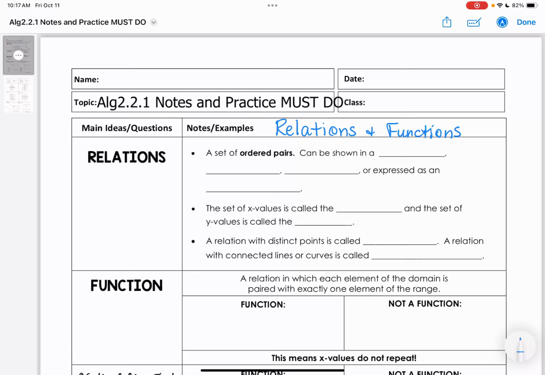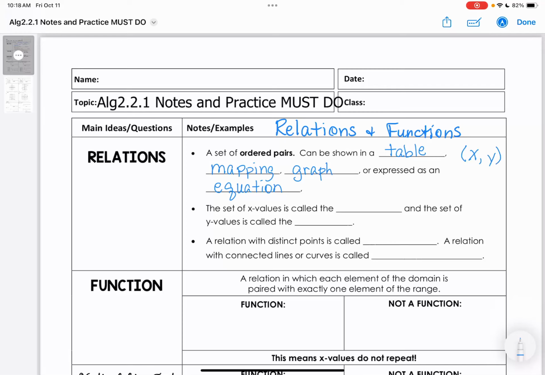So a relation, it's a set of ordered pairs. So it can be shown in a table, a relation mapping, a graph, or it can be expressed as an equation. Remember, an ordered pair is something like x, y.